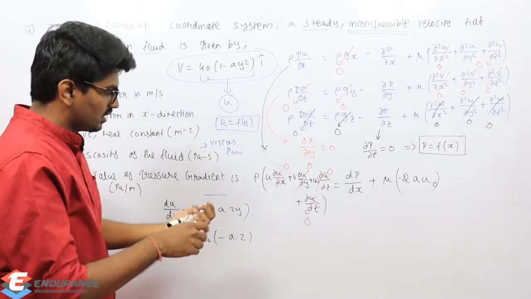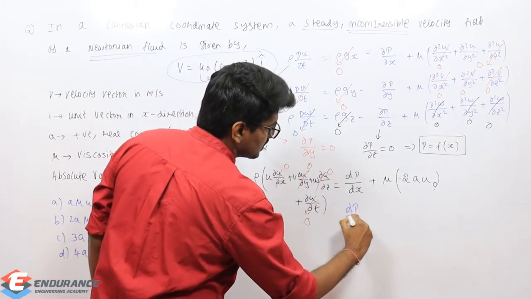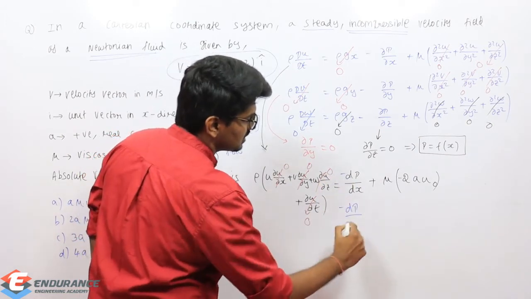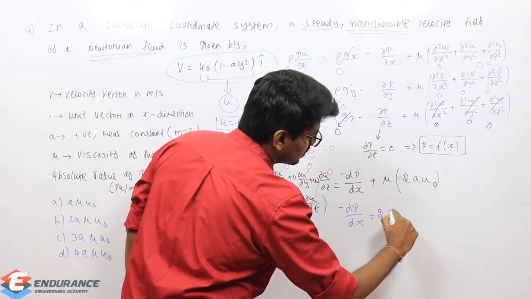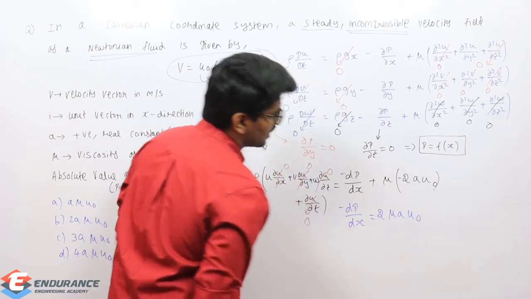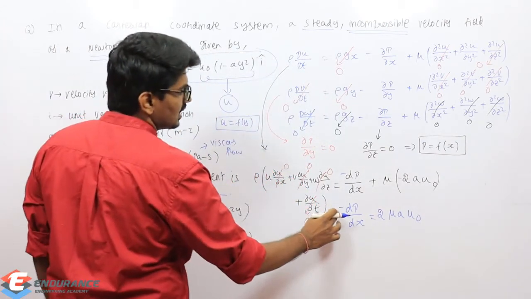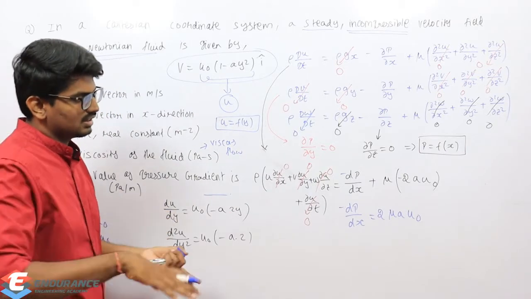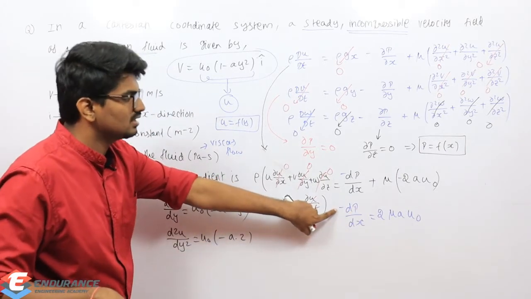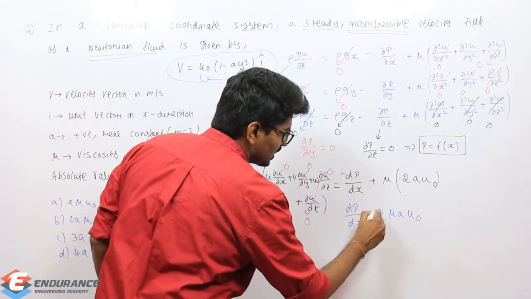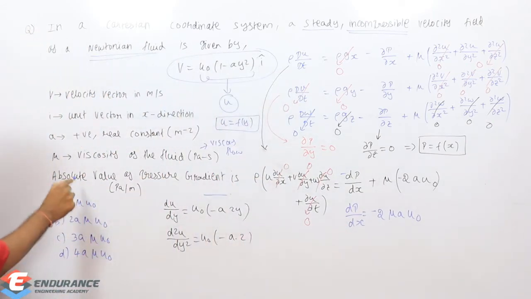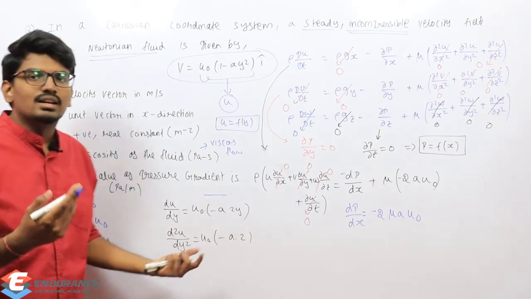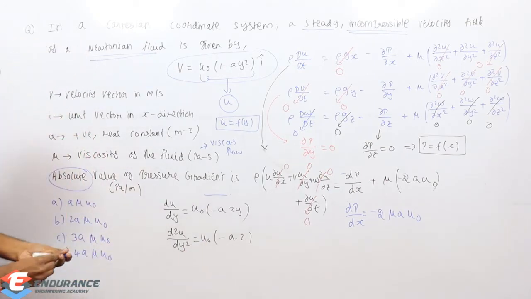Simple. Now what we have, minus dp by dx, I forgot the minus sign, I'm very sorry, and let me bring this to that side. So what happens, 2 mu a u naught, right? 2 mu a u naught. Of course, this negative sign, we know that in the direction of flow in x direction, pressure is decreasing, so only the negative sign. If you want to take that to the other side, dp by dx will be minus 2 mu a into u naught. They are asking the absolute value, so neglect the negative sign. So the answer will be option B, 2a mu into u naught.